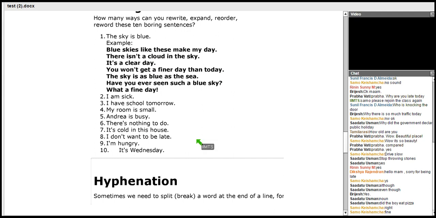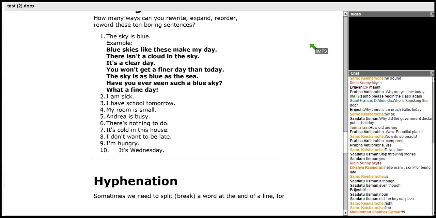Now, what are the different ways in which you can write the same sentence? Blue skies like these make my day. Okay, it's a clear day. There isn't a cloud in the sky. You won't get a finer day than today. So this is how they are changing the sentence, by rephrasing it, by adding something to it, by deleting something from it. What a fine day. Have you ever seen such a blue sky? The sky is as blue as the sea. You won't get a finer day than today.